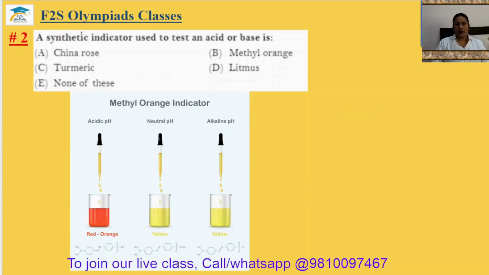Question number 2. A synthetic indicator used to test the acid or base is known as. China rose is a natural indicator, turmeric is a natural indicator, litmus is a natural indicator, and methyl orange is your synthetic indicator, which with the acid will be red orange, and with the neutral it will be yellow only, and with the alkaline pH, meaning base, it will be yellow only. So the second answer will be option B.